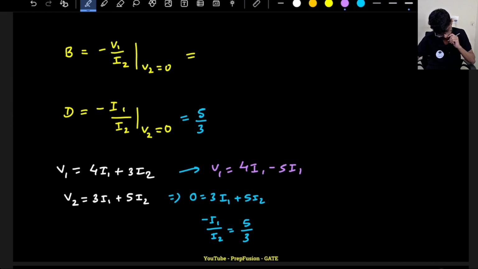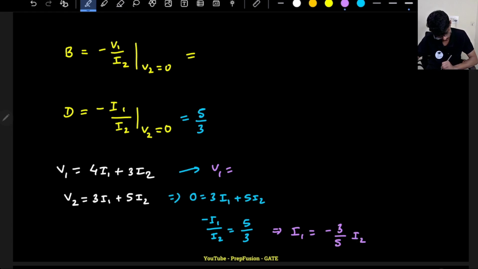Am I making a mistake? Negative 5 by 3 minus. Okay. Sorry, I have to write I2, right? I don't have to write in terms of I1. Sorry. So my I1 is equal to what? I1 equals minus 3 by 5 I2.